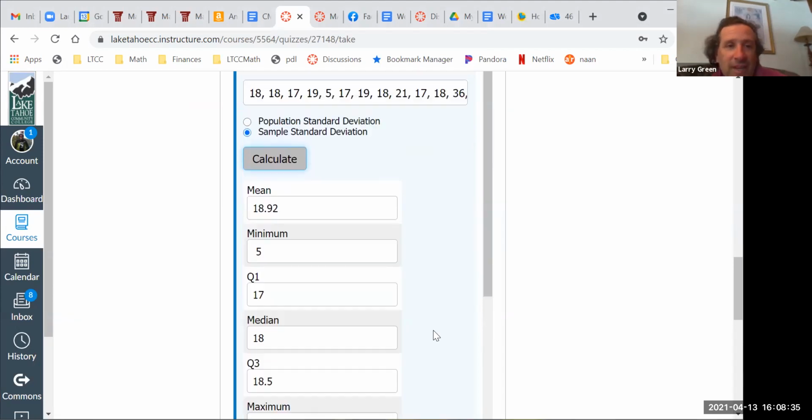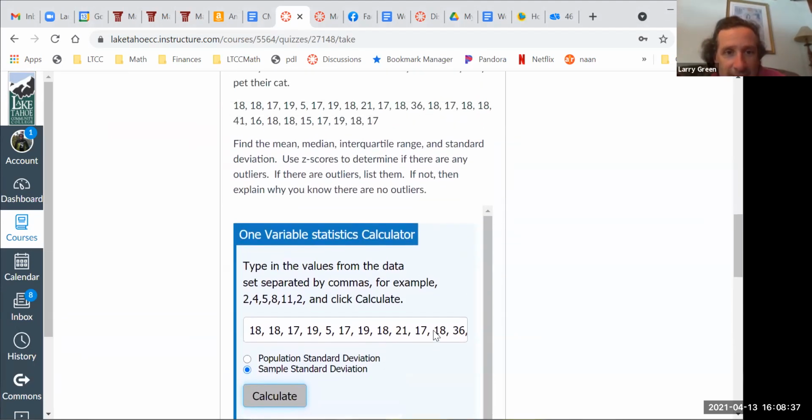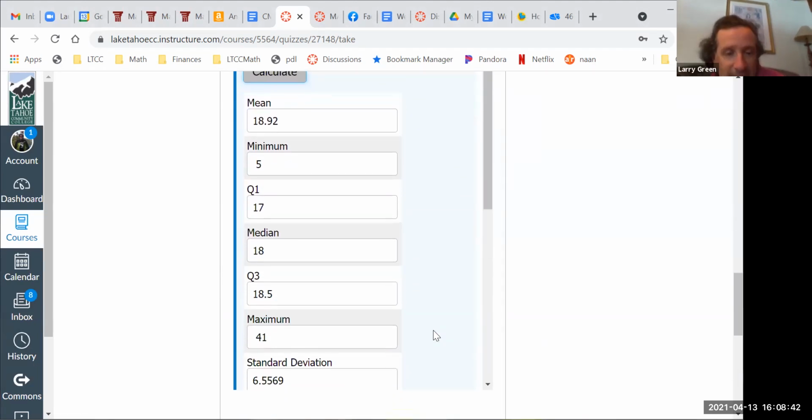All right, so now we just answer the question. We want to find the mean, median, IQR, standard deviation. So the mean is 18.92. So let's write this out.